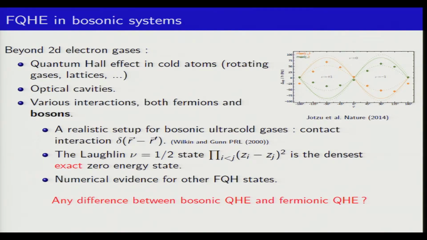The nice property of using this interaction for bosons is that if you project onto the lowest Landau level, the Laughlin 1/2 state is actually an exact solution of this model. It is the densest zero energy state for this specific interaction projected onto the lowest Landau level. So you already know that the physics should be there for this specific setup. But of course, you have other fractional quantum Hall states that emerge in such a model. And you might wonder, is there actually any difference between dealing with fermions or bosons from this perspective?